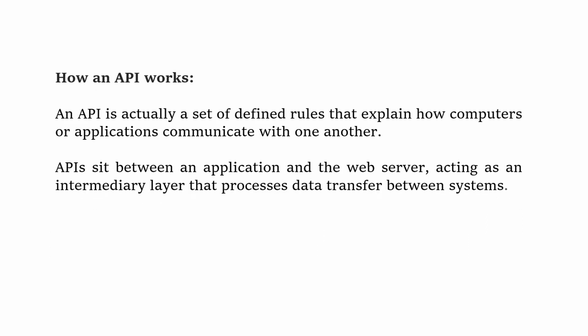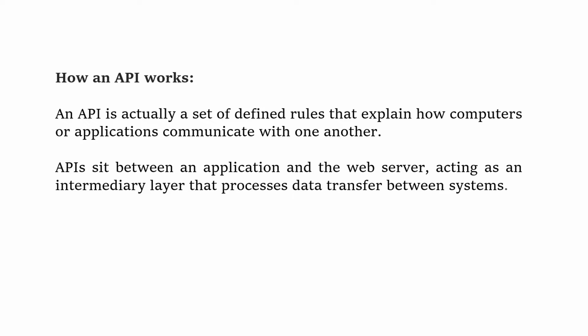Now we can see how an API works. API is actually a set of rules that explain how computers or applications communicate with one another. We already said API helps in communication between the softwares. So there should be a set of rules on how one software can talk to another. That is defined by an API.